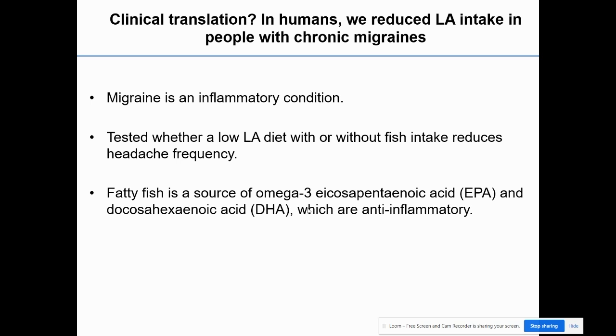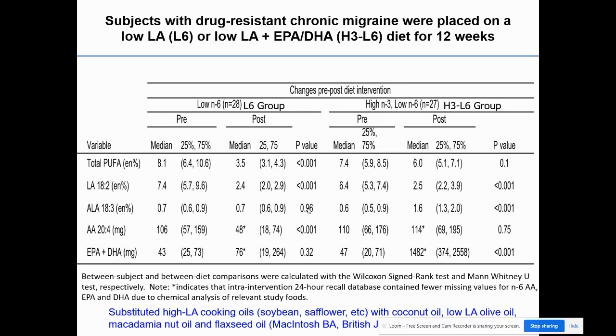So we wanted to know if the combination of lowering LA and increasing omega-3 fatty acid intake can modulate headache outcomes. These are the diets that were used by Dr. Ramsden. So there were two groups, the low N6 and the high N3 low N6. And the cohort consisted of patients with migraine that were given the low N6 diet for 12 weeks, or the high N3 low N6, or H3L6 diet, for also 12 weeks. And we compared migraines before and after, basically.